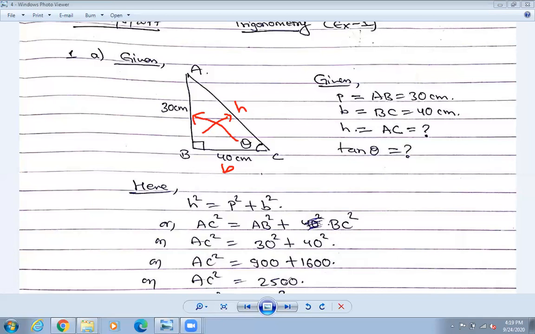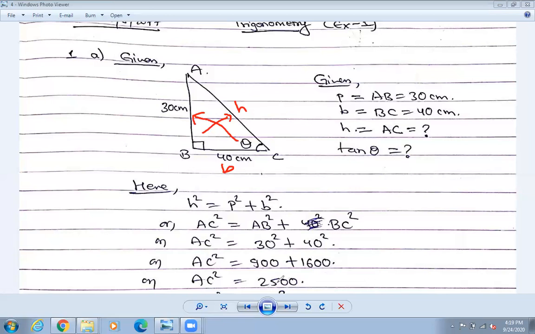Is that okay? So there is a square. That means we need to get the square root from here also. So 25 is the square root of what? 25 is the square of 5. Is it? So 5 square is 25.